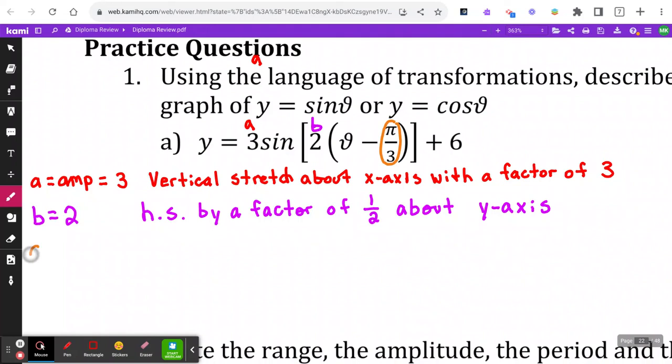Your C value here is pi over 3. That's a horizontal translation. You need to write horizontal translation, not HT. You will not get marks for HT on your diploma. Horizontal translation, pi over 3 units, and then say if it's left or right. Do you have to say units for the diploma? You should. If you said horizontal phase shift, that means horizontal translation, so you'd be fine. They do the same thing. Left or right? Right.